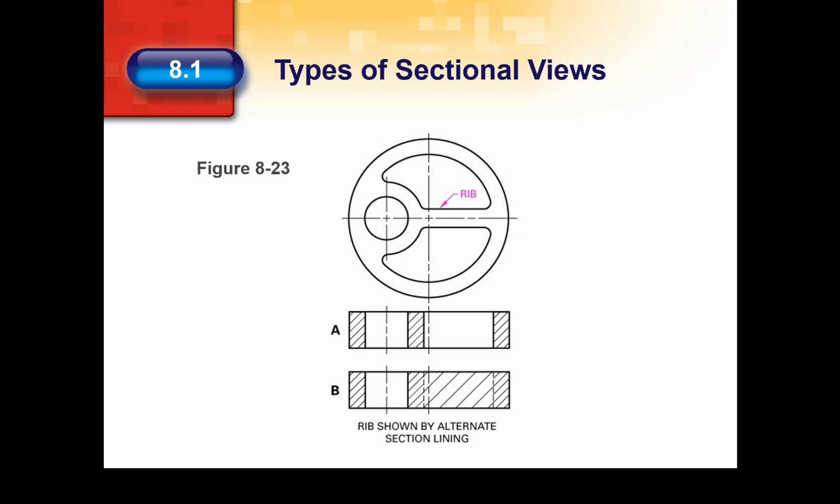There are no visible lines to represent the rib either, because its top and bottom are both even with the surface they join. In fact, without the top view, you might not know that the rib was there. A drawing of an eccentric piece with a rib would look exactly the same. This problem is solved in Figure 823b, where alternate section lining is used with hidden lines to show the extent of the rib.